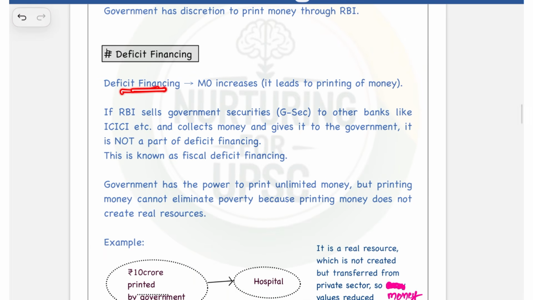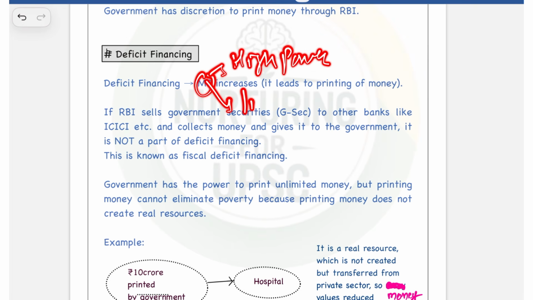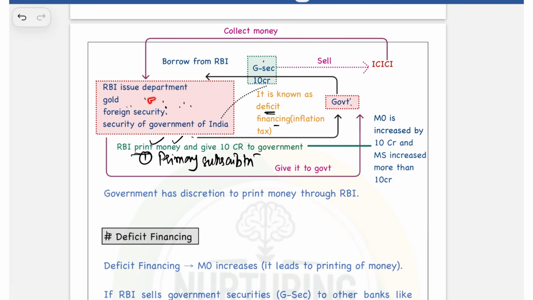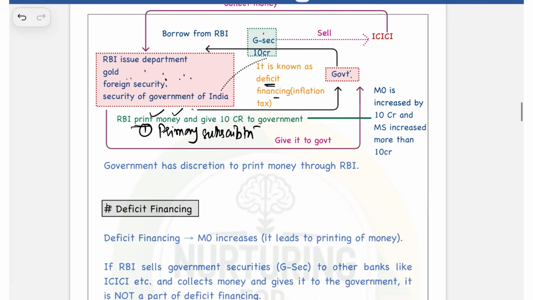So deficit financing is whereby M0 increases. What was M0? M0 was high powered money, the total liability of the central bank. So all the money in circulation is a liability of the central bank, and it leads to printing of money. However, when RBI sells the same government securities to other banks like ICICI and collects money and gives it to government, it's not deficit financing. Why? Because the liability of the central bank hasn't increased by much. But what happened? The liability of the government has increased. The debt of the government has increased. The fiscal deficits of government have been served well.